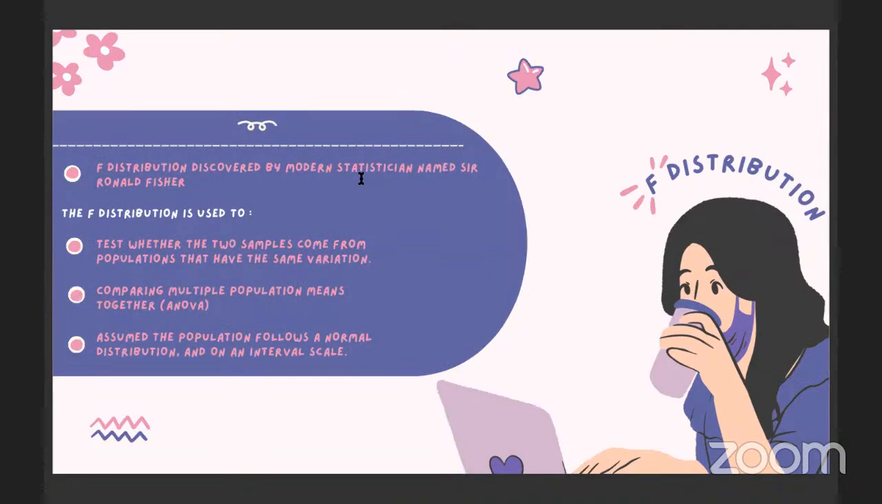We enter the F distribution. In history, the F distribution is a probability distribution proposed by the modern statistician Sir Ronald Fisher. Where can we use this F probability distribution in statistics? First, to test whether two samples come from populations that have the same variances. Second, to compare multiple population means together, or ANOVA, assuming the population follows a normal distribution and is on an interval scale.